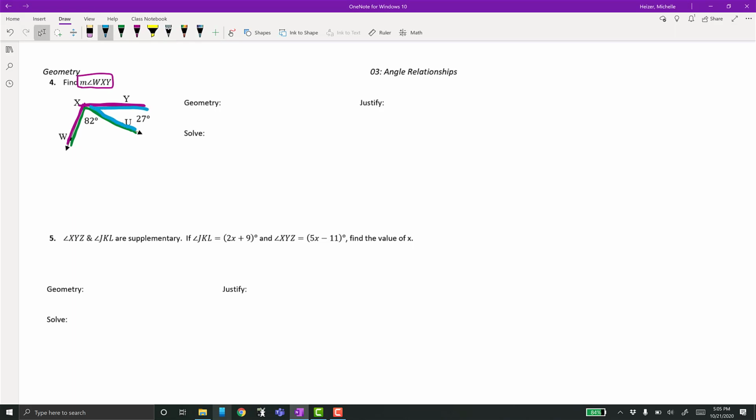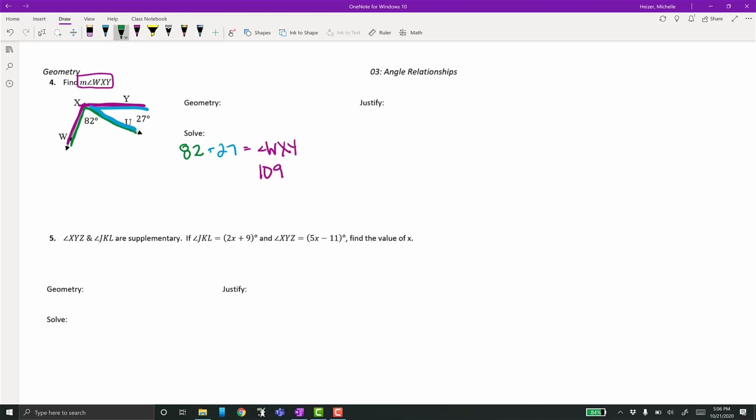Ooh, that's really thick. So we need to make a relationship between green, blue, and purple, or pinkish color. Well, if you were to look at this yourself, you guys would be able to tell me that WXY, that pink color, is just 82 plus 27. And you would actually add these together because you guys are just really good at that. You go, oh, that's 109.